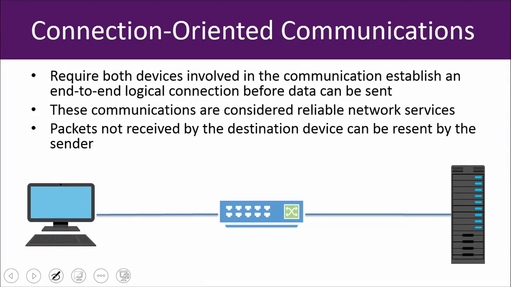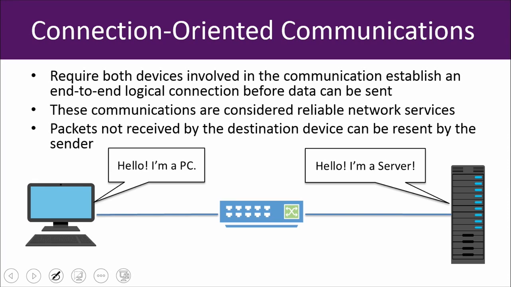All right, so let's take a look at the screen here. Take a look at the PowerPoint presentation. Connection-oriented communications require that both devices involved in communication establish a logical connection. So it's like, hello, I'm a PC. Hello, I'm a server. Right, so they establish communication. This is considered, I guess you would call it, a reliable network service, because if you have established communication, if you're doing this in person with two people, you would know the other person, you would know who they are, and all of a sudden they become more reliable.